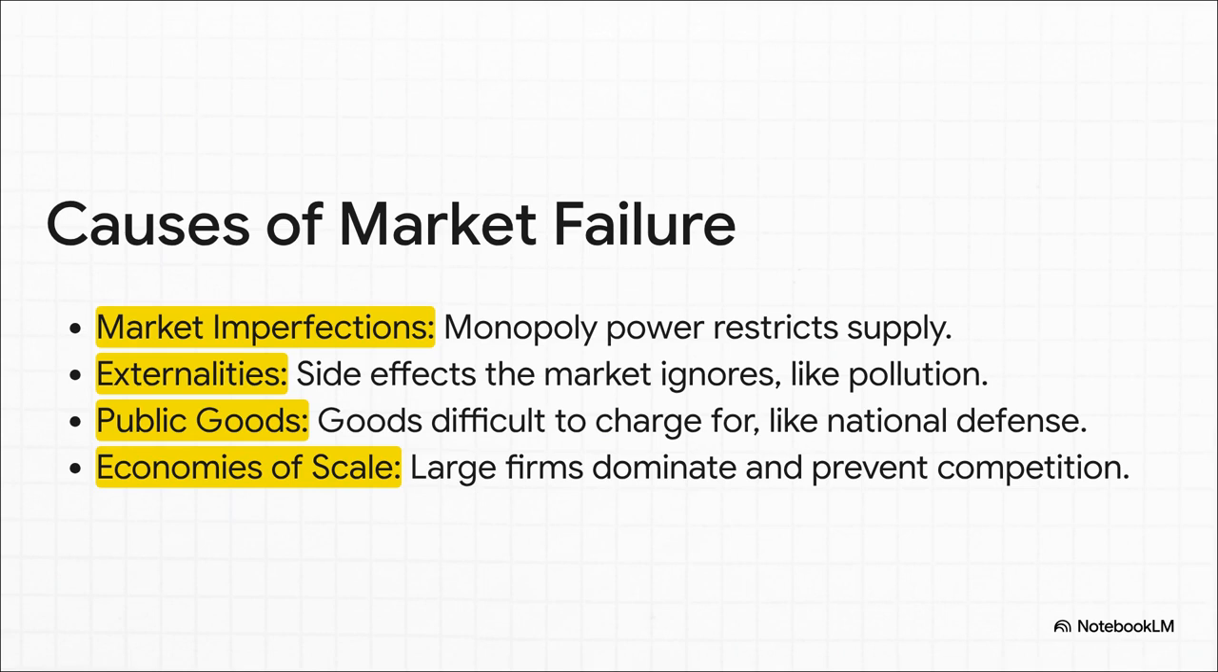Now, these failures aren't just random glitches. They happen for some very specific reasons. For example, you can get market imperfections, like when a monopoly has way too much power and can jack up prices. You've got things called externalities, we'll touch on those in a sec, which are basically unaccounted for side effects. There are also public goods, things like national defense, that are hard to charge people for. And sometimes huge companies just get so big they can shut out all competition. These are all ways the system can go wrong.